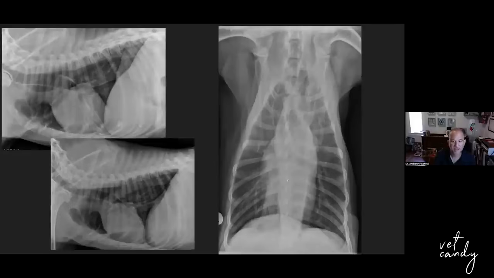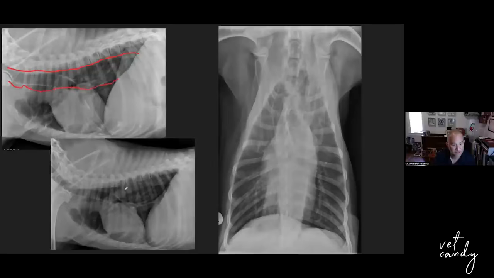Oh, love this case. This is a dog that is chronically regurgitating. And you might appreciate that he's chronically regurgitating because his esophagus, which the dorsal margin is up here, the ventral margin, it's doing something like this.